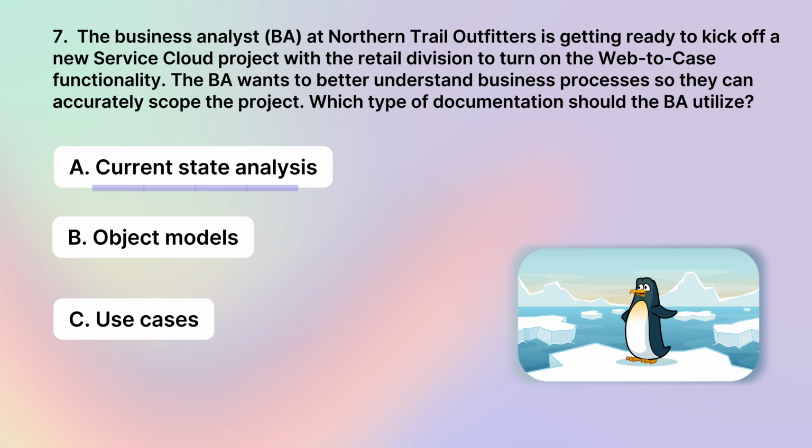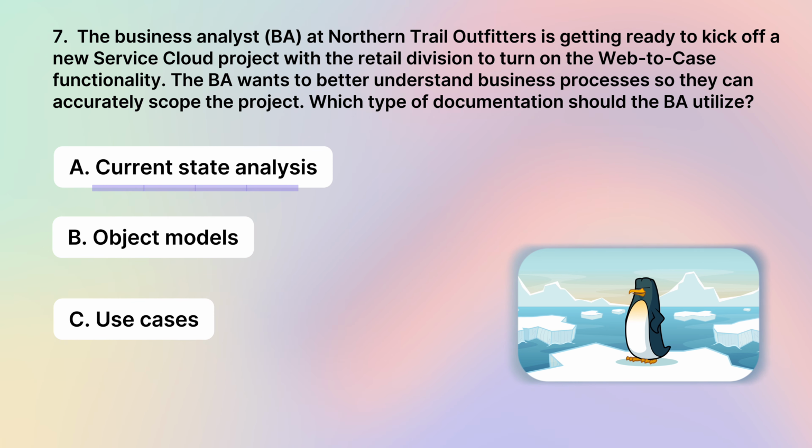For better understanding business processes and scoping a Service Cloud project involving web-to-case functionality, the business analyst, BA, should utilize A. Current state analysis. A current state analysis involves documenting and analyzing the existing processes, workflows, and systems in the organization. In the context of a Service Cloud project, this would help the BA understand how customer service and case management are currently handled without the web-to-case functionality. It provides insights into the current business processes, pain points, and areas that can be improved or automated.